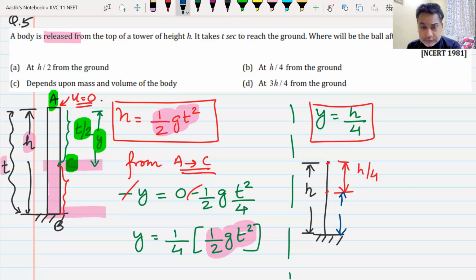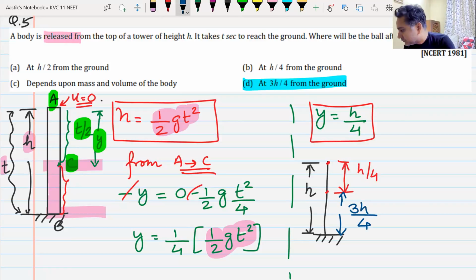Sir, option D. Option D. Well done. I got a voice. Option D. This height is 3h by 4. That is the correct option. I'll give you 2 minutes to note it down. If you have any doubts, please ask.